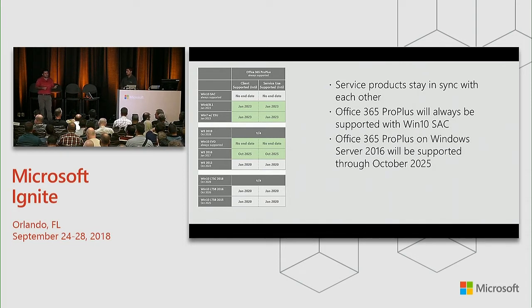So after October 2025, Office 365 ProPlus, a service, will move and be supported in line with Windows 10 SAC releases, which is basically also a service. And our non-service products will stay in line with each other. So, for example, Windows Server 2019 will be supported with Office 2019, because those stay in line with each other.